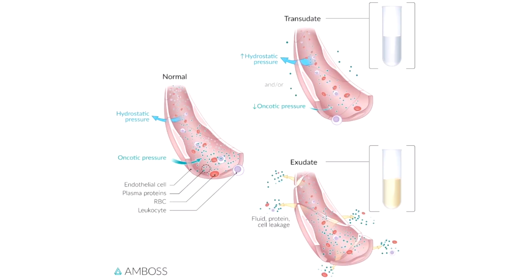Here's an excellent image courtesy of Amboss, which highlights several important features of pleural effusions. Notice that this image highlights the pathophysiology of transudative and exudative pleural effusions compared to normal. Normally, hydrostatic and oncotic pressures are in equilibrium, and capillary endothelial cells are preserved. However, in transudative pleural effusions, there is a net fluid accumulation in the pleural cavity, which occurs due to increased hydrostatic pressure and/or decreased oncotic pressure. Exudative pleural effusions occur as a result of increased capillary permeability due to damage, which causes fluid, protein, and cell leakage into the pleural cavity.